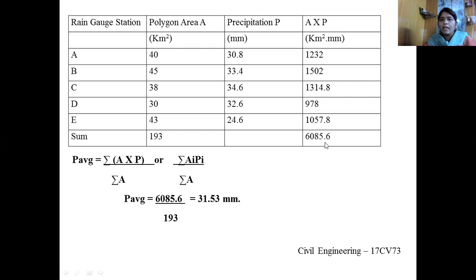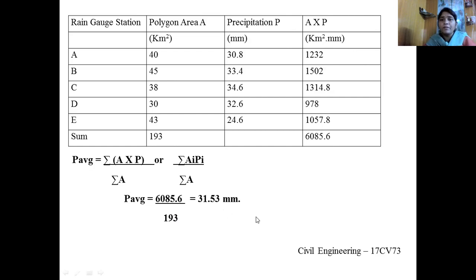That summation A into P you are going to take, summation A you are going to take; the total area you are going to add up, the A into P values you are going to add up. Therefore, P average is equal to summation A into P by summation A, or summation Ai Pi by summation A, as it is also written. So 6085.6 divided by 193 is 31.53 mm, which is the mean precipitation.